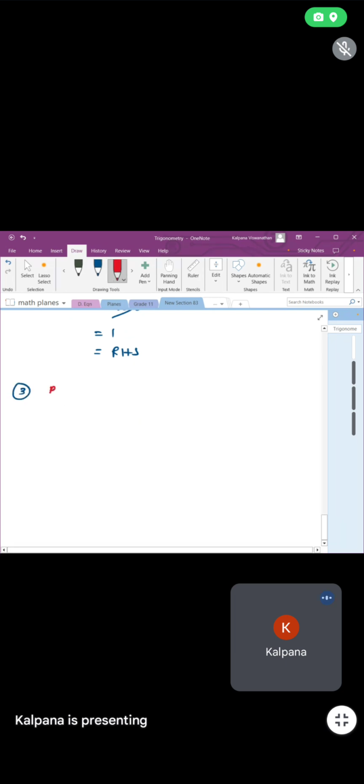Prove that 2 cos square theta plus 2 by 1 plus cot square theta is equal to 2.